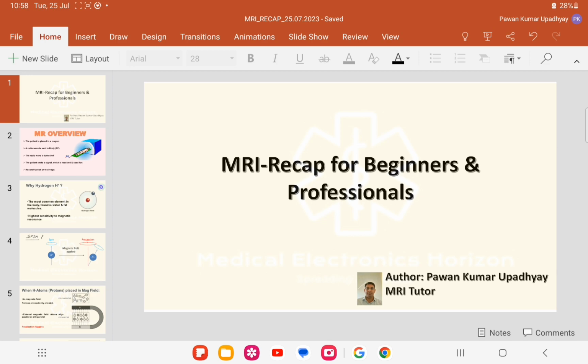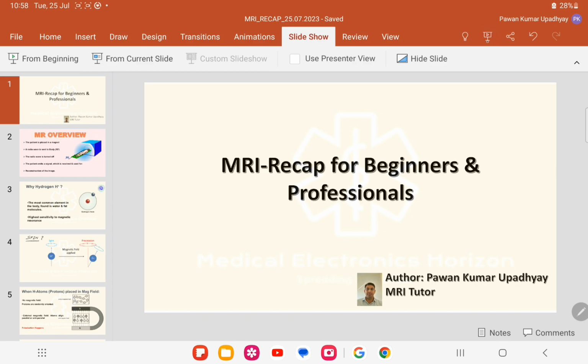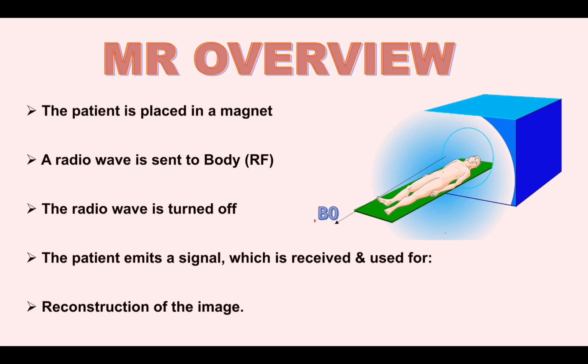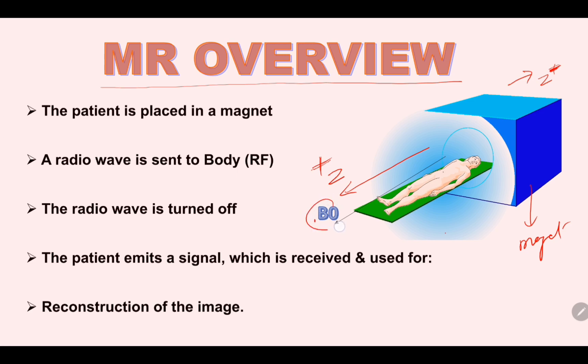So let us see about these MRI things. This is the basic overview I have tried to summarize here. It's an MR overview. This is the magnet. The patient is lying in this magnet, and this axis is the Z axis, plus and minus in this direction. B0 is the magnetic field due to the magnetic field vector. This patient is lying in the Z direction.